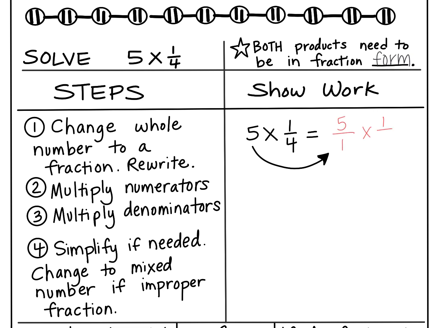So I'm going to rewrite it so that it looks like this. 5/1 times 1/4. Step 2 says multiply your numerators. So I'm going to do 5 times 1, which is 5. And then multiply my denominators, which are 1 and 4. So I'm going to do 1 times 4, which equals 4. Step 4, simplify if needed, change to mixed number if it is improper. This is improper, so I'm going to change it. 5/4 is equal to 1 and 1/4.